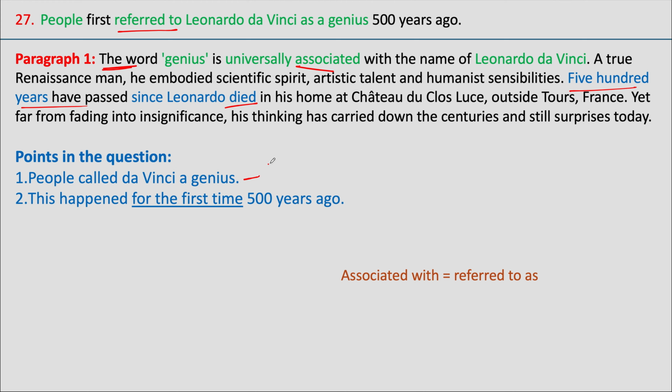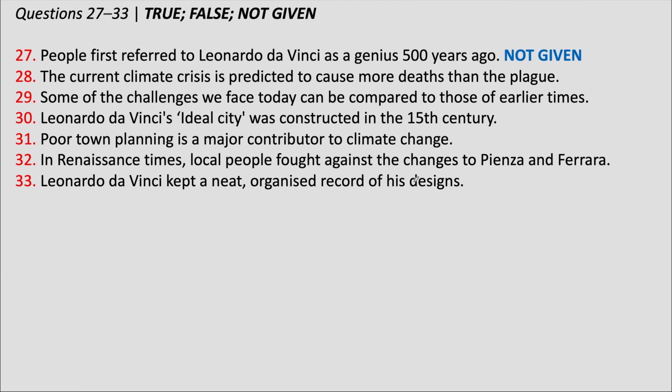The first point from the question is true. He was called a genius. The second point, when was he called a genius for the first time? We don't know. The information is not given in the passage. Maybe he was called a genius for the first time 500 years ago, maybe before, maybe after. This is not given. So the answer to question 27 is not given.